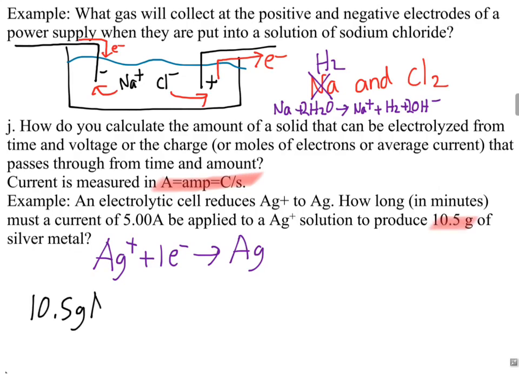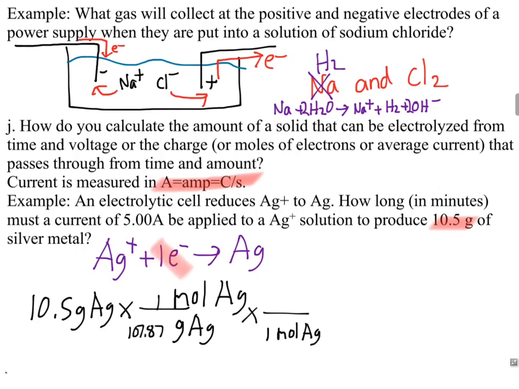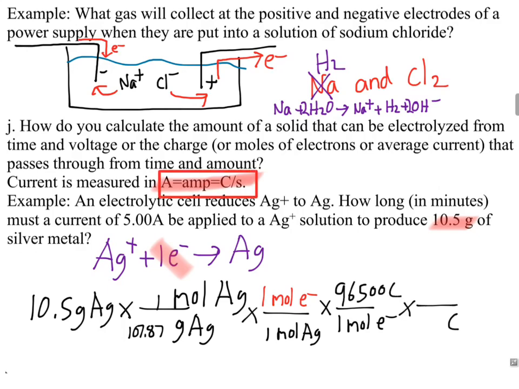So we'll start with our 10.5 grams of silver, and we'll convert to moles. So once we have moles of silver, what can we convert to? Well, moles of electrons, because that's related to amps. So use your balanced chemical equation. It's not always 1, but in this case, it's 1 mole of electrons. So now we have moles of electrons. What can we convert to? Well, you can convert to charge, because amps have coulombs in it. And it's a conversion factor that's on your periodic table. It's called Faraday's constant. It's on your equation sheet. 1 mole of electrons is 96,500 coulombs.